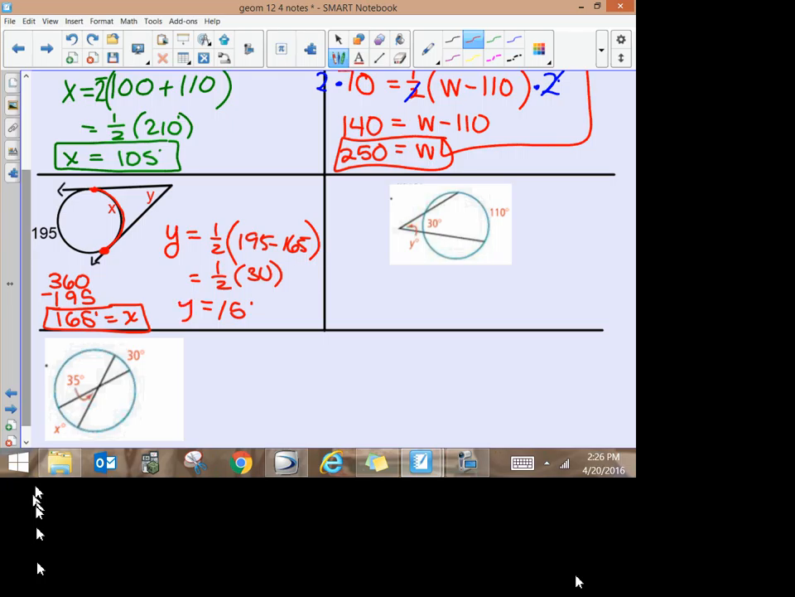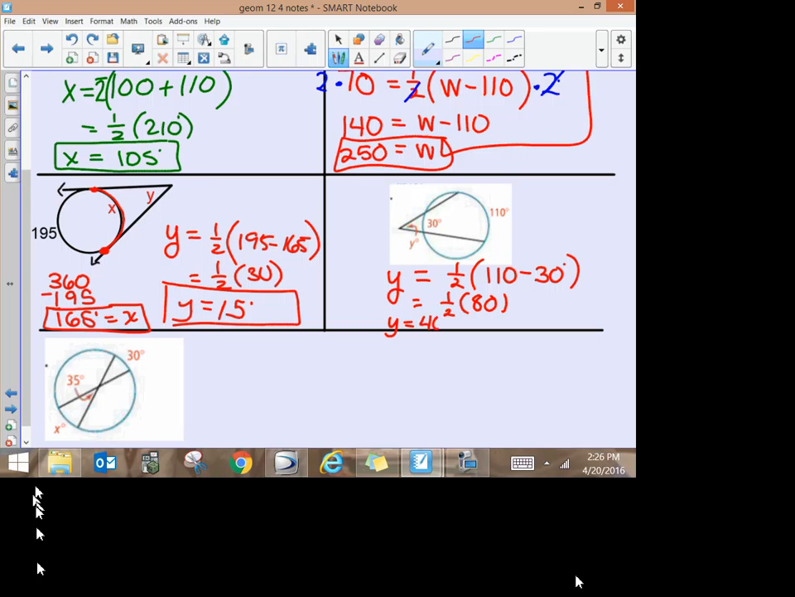All right, so y is 15. It looks like 16, but it isn't. Okay, my fourth one. Formula. What does it look like, Carolyn? It is y equals 1/2 in parentheses 110 minus 1. Good job. Okay. 110 minus 1 minus 30 is 80. Half of 80 is 40. y equals 40.